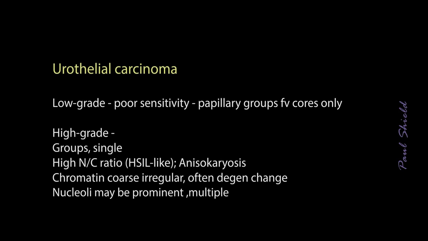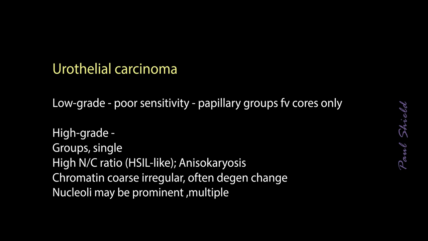And so in summary, with low-grade tumours, we have very poor sensitivity because there's a lack of nuclear atypia, and the only time we would diagnose them is if we see fibrovascular cord papillary groupings of cells, and in urine cytology that's extremely rare. So our focus really is on high-grade lesions, and these look a bit like malignant versions of high-grade SIL. So they appear in crowded groups as single cells.